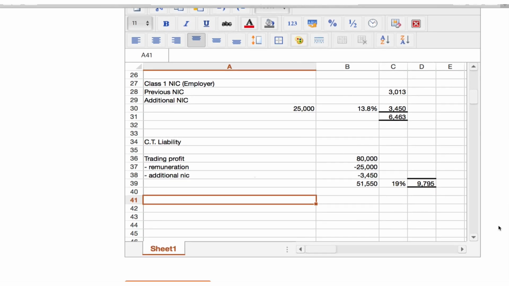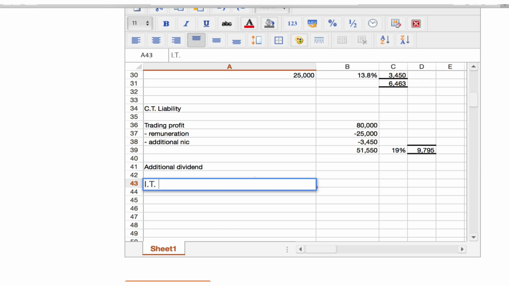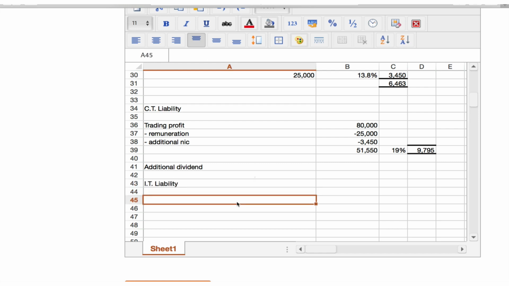Now, what if it is paid as an additional dividend? What happens in that situation? Well, of course, the income tax liability will be different. Now, this is dividend, so of course, it's not added to your non-savings income or anything. The non-savings income got your personal allowance, got your basic band. The dividend income anyways fell into your higher band.